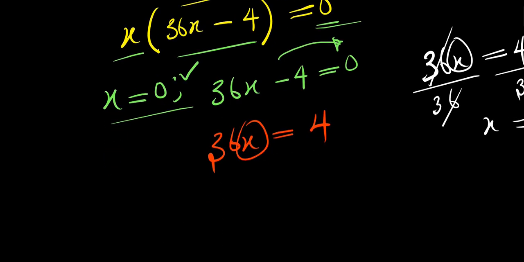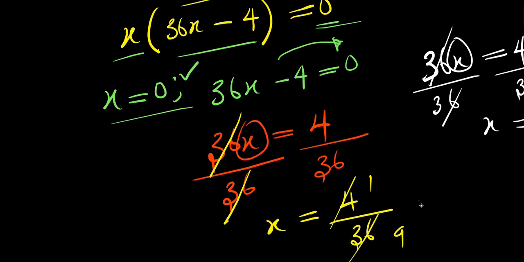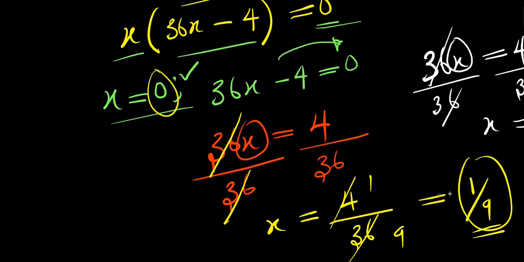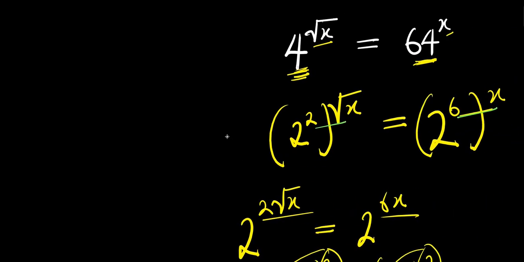I can isolate x by dividing this by 36, and dividing this by 36. So from here, this eliminates this. Of x equals 4 divided by 36. This cancels itself once, and here we have 9. We have 1/9. So in this particular approach here, we are having two different solutions, 0 and 1/9. So this is how you can actually solve this exponential problem.